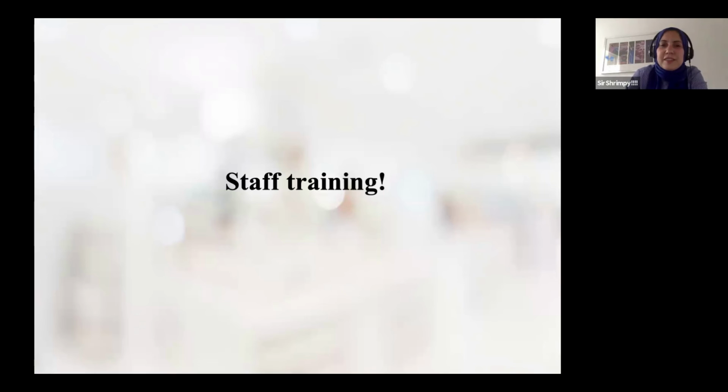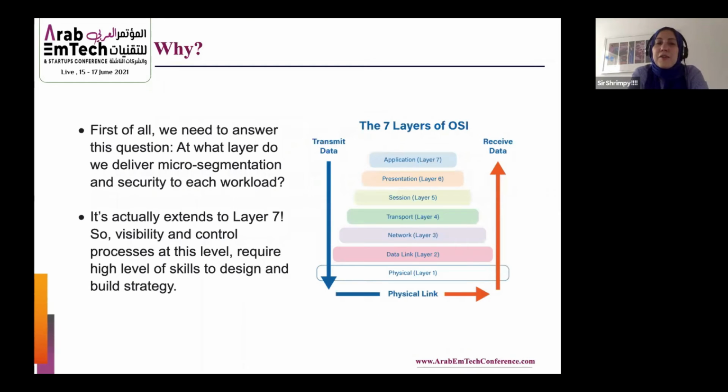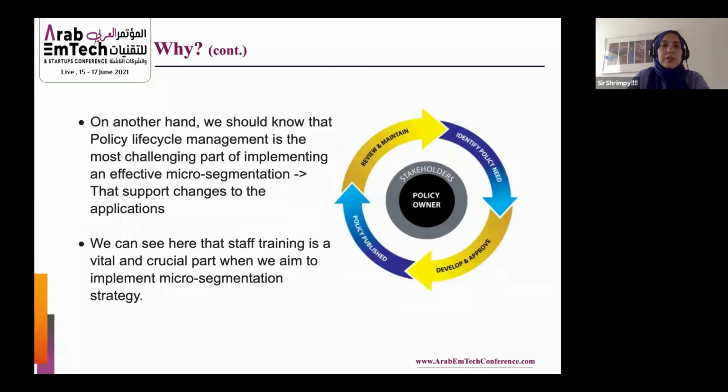Staff training? Why? First of all, we need to answer this question. At what layer do we deliver microsegmentation and security to each workload? It actually extends to layer 7. So visibility and control processes at this level require a high level of skills to design and build the strategy.